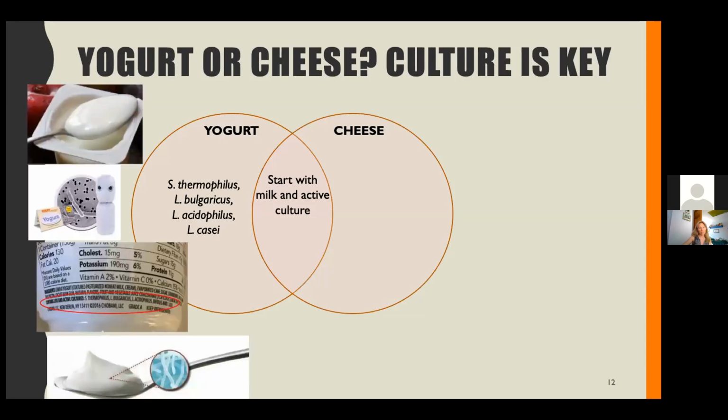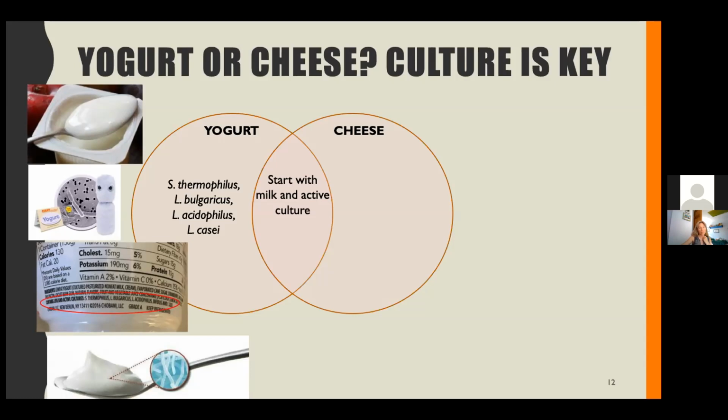So here's just some pictures of yogurt. This is a giant microbe of lactobacillus that is in yogurt. This is the Chobani label, actually. So certain yogurts will actually list the strains of bacteria that they use as live cultures. Some don't, but I'll definitely have them.